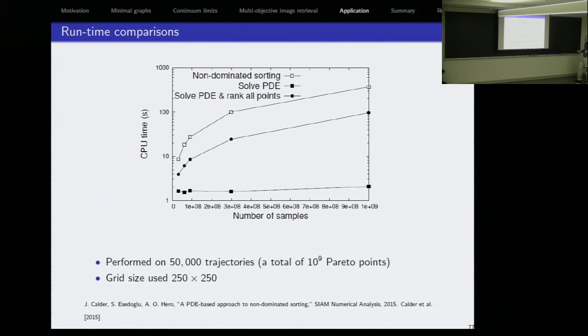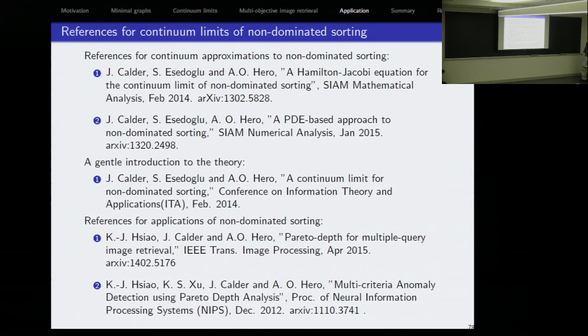If you use this type of PDE solver, you can go up to 1 billion samples, and the CPU time doesn't increase significantly because, again, it's order 1. Whereas if you use any kind of sorting combinatorial methods, the complexity increases as the number of objects in the database increases. So this just is an example of the power of PDEs, power of continuum limits for combinatorial optimization problems. So these are some of the references that I draw your attention to if you want an easy introduction.